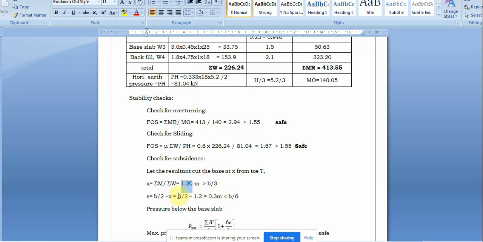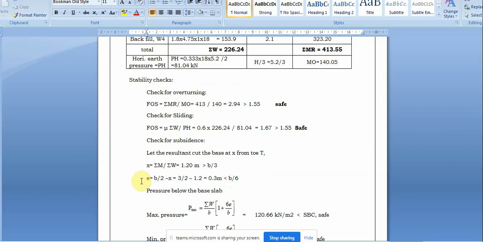Once we take X value as 1.2 meter, substitute it for E: 3 by 2 minus 1.2, we get 0.3, and this should be less than B by 6. What is B by 6 here? B is 3 meters, 3 by 6 is 0.5. So 0.3 is less than this, so it is safe. E value is safe.